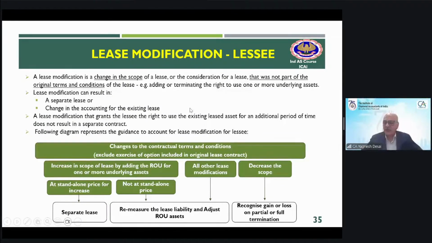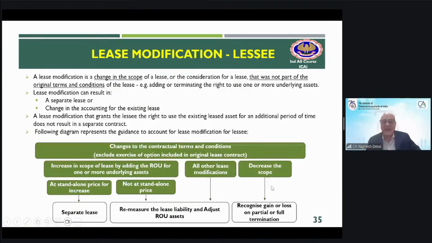The original lease is for 10,000 square feet in a building on floor number 2. If you increase it on floor number 2 from 10 to 15, it is a lease modification. It is not a new lease. But on floor number 3, if you go for an additional 5,000 square feet, it is a separate lease. Don't touch the existing lease.